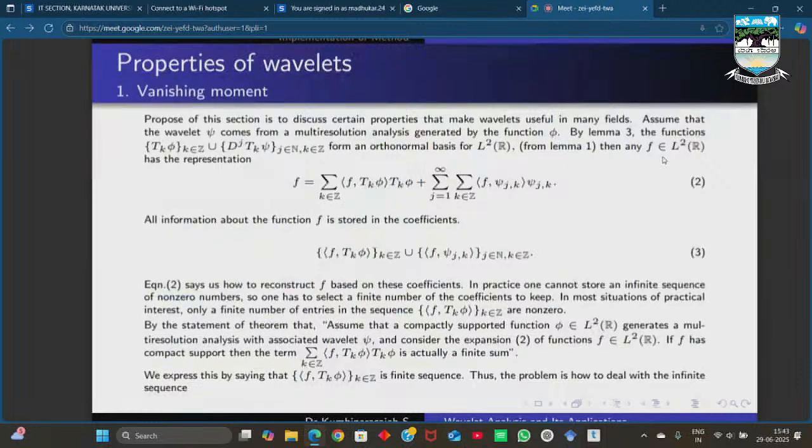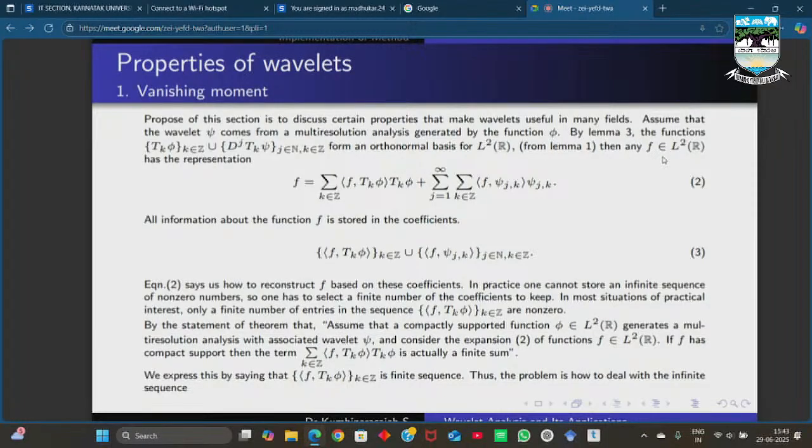Now move to the properties. In the beginning I told you I have opted for wavelet methods. Why? Because it has some beautiful properties. What are those properties? Here, one is vanishing moment. What does vanishing moment actually do? Here you see the purpose of this section is to discuss the properties of the wavelets.